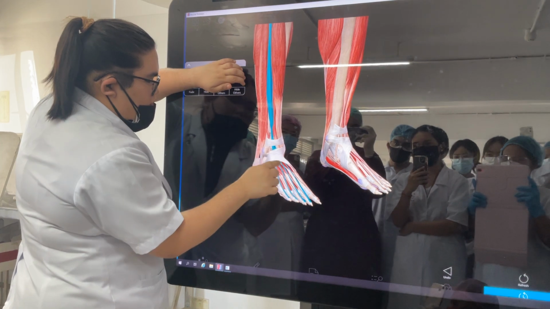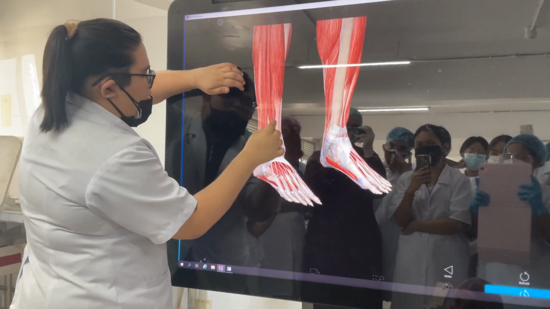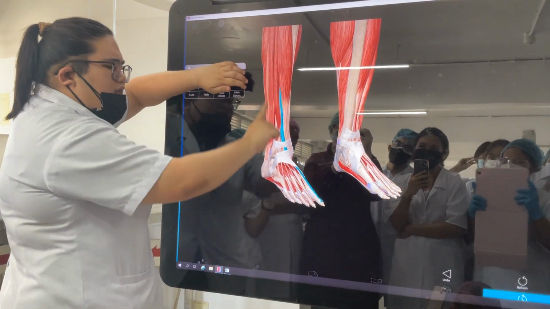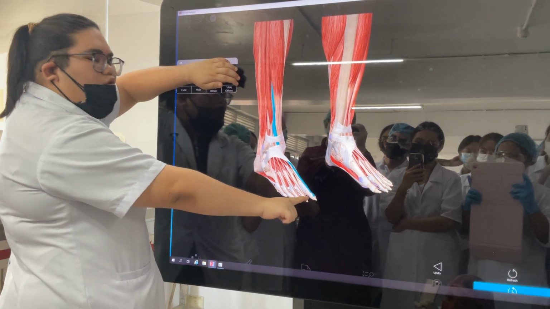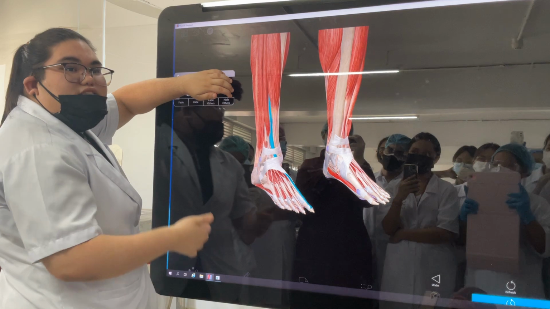What about this muscle right here? Kani, what muscle is this? See that it extends all the way to the big toe. This is your extensor hallucis longus.